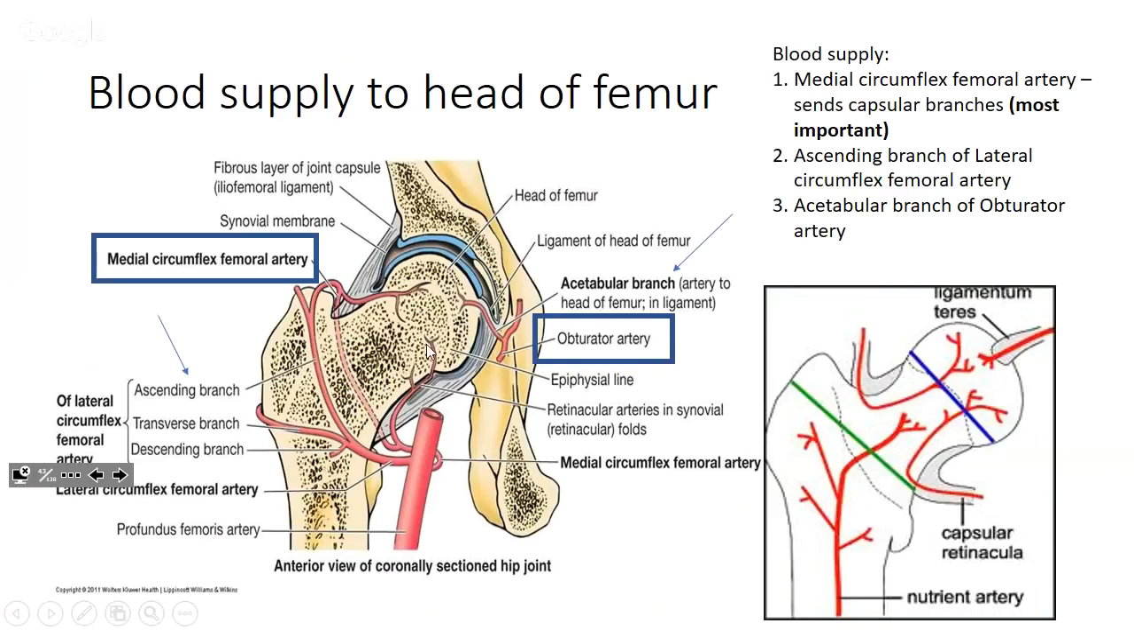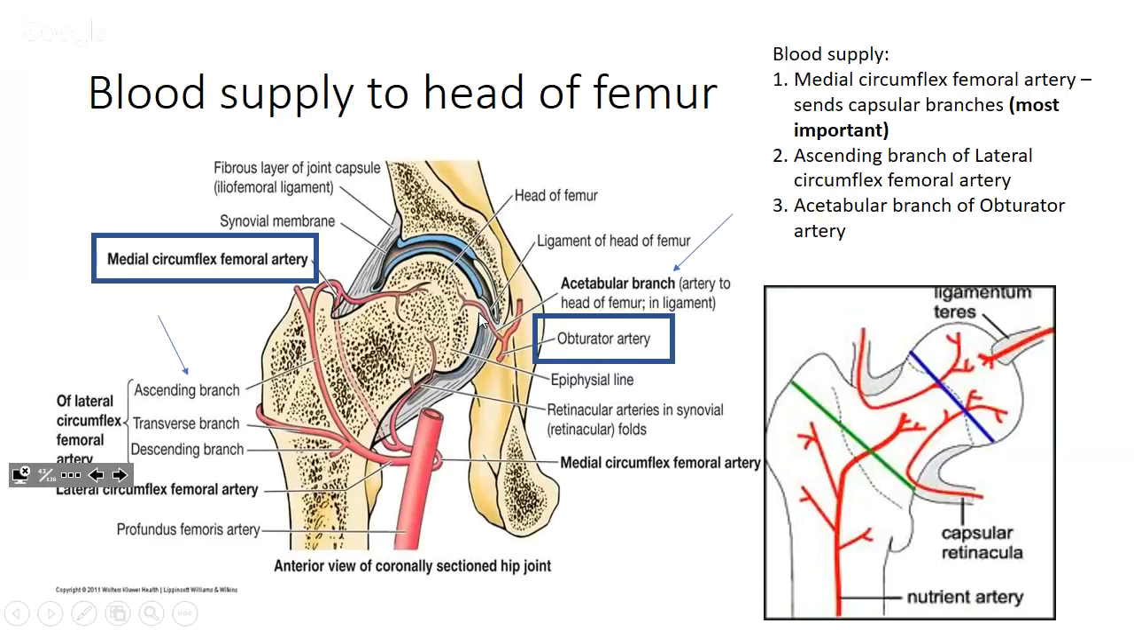So you can see that the blood supply to the head of the femur is by 3 different vessels. There's the medial circumflex, which is a branch of the profunda femoris, and it sends these capsular branches that go underneath through the capsule. So whenever you damage the capsule, you can damage these blood vessels. And there's also another artery that comes in from the top through the ligament of the head of the femur. That's the acetabular branch of the obturator artery.